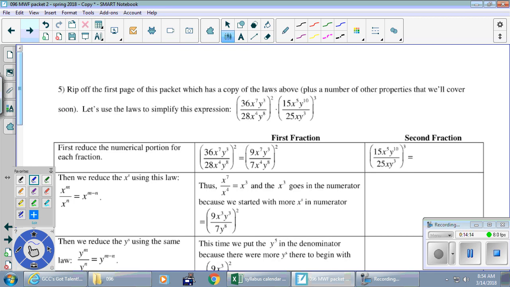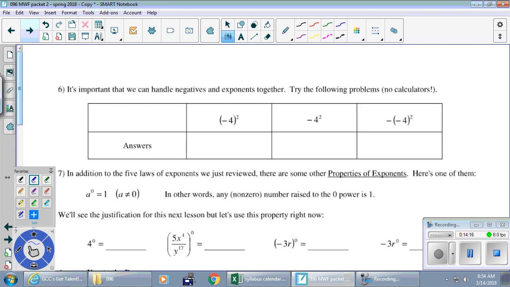We're actually going to skip this next page. That's going to take us a bunch of time. We're going to come back to it in a couple of minutes. But let's go over here to number 6. It says it's important that we can handle negatives and exponents together.